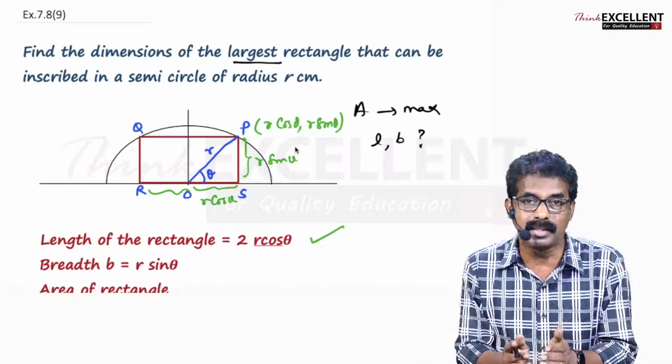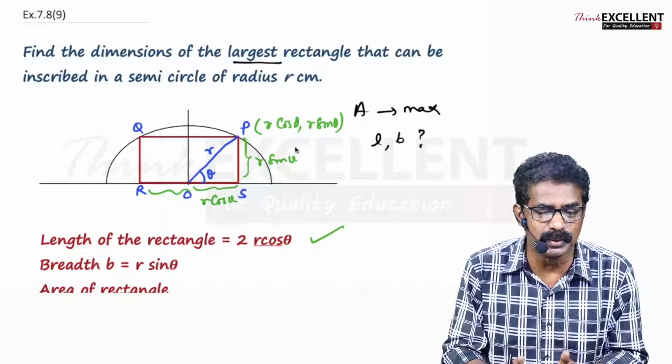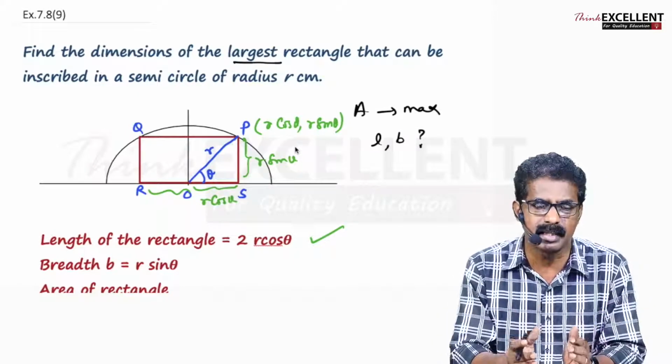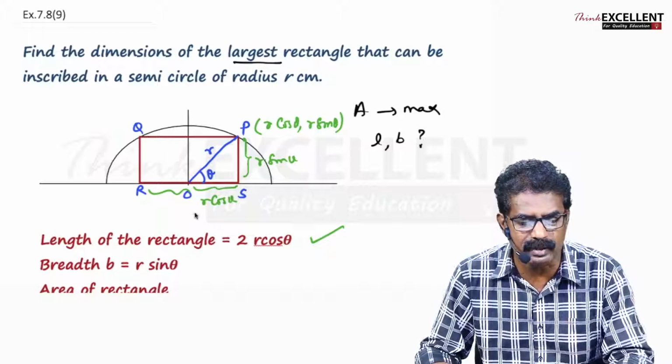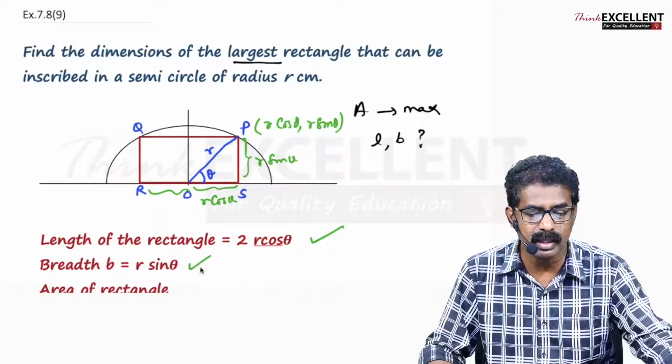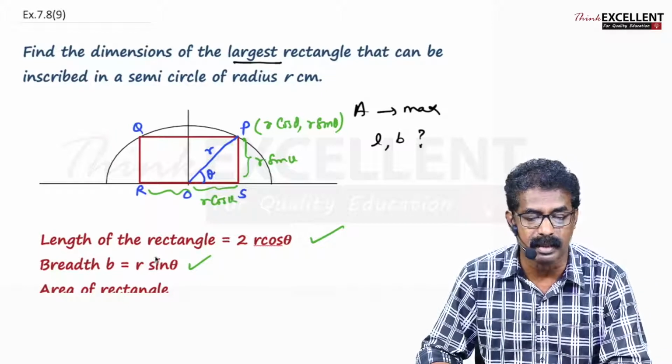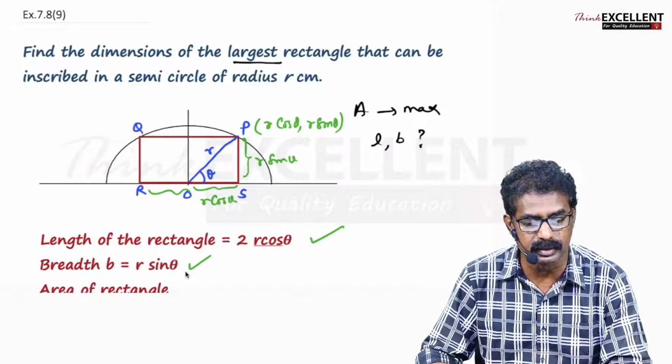So what is the breadth? Don't put 2 into, right? If it is a full circle, you would have got one more part. It's a semicircle, so breadth is only that much, r sin theta. So breadth equal to r sin theta. So these are the dimensions, okay, length and breadth. After finding theta, here only you have to substitute and find the dimensions, okay.